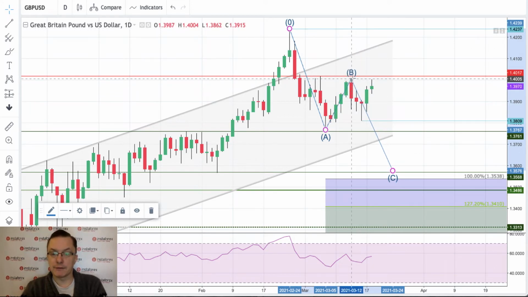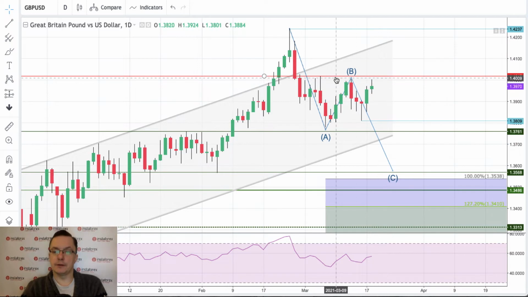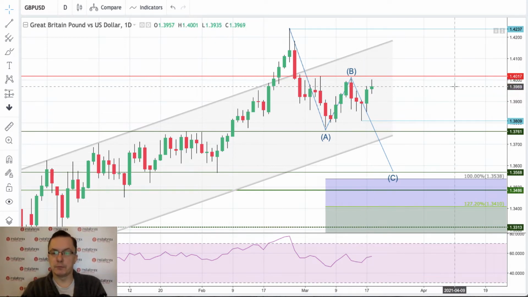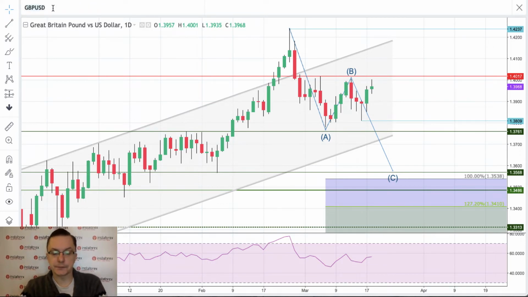But so far we have labeled the wave B top here, and now we are expecting the wave C to unfold. Maybe this wave B will get a little bit more tricky, a little bit more complex and time consuming, but so far we are still waiting for the trigger that will eventually say, okay, now we are breaking above 1.4017, or we are breaking below 1.3809 to confirm or to invalidate the high of the wave B at this level. So that was the cable.